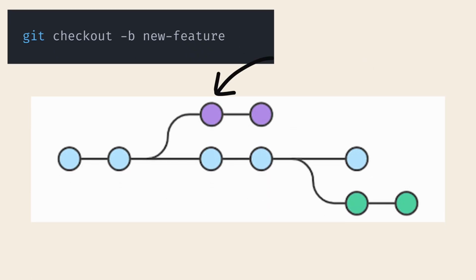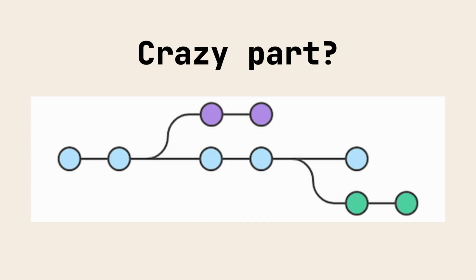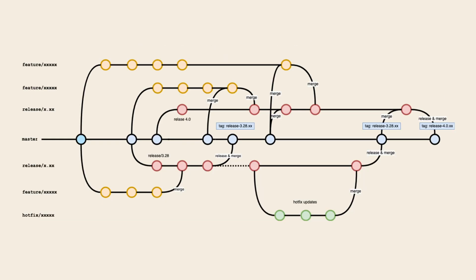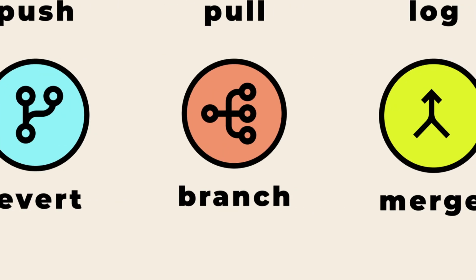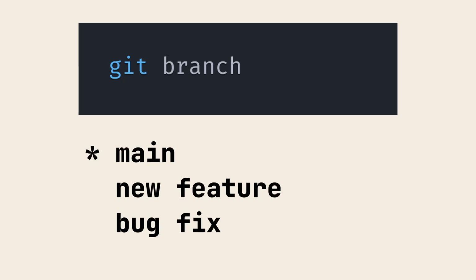Any changes you make, commit, and push remains on the timeline. And the crazy part, you can create as many timelines as you want. Git branch. It shows all the timelines, aka branches, you have created.